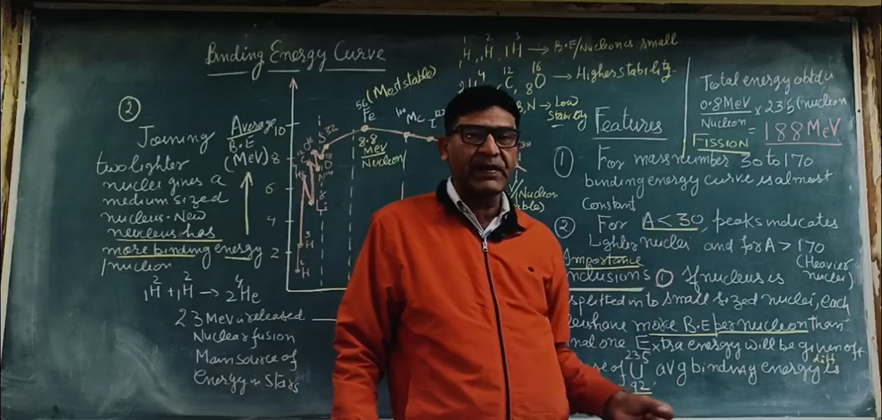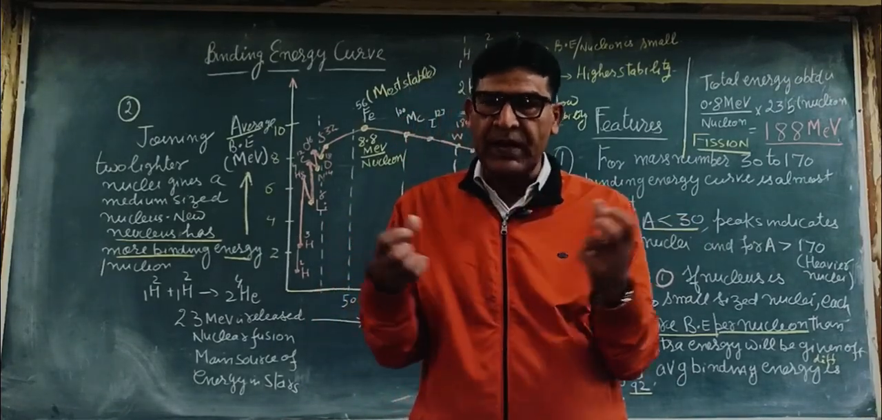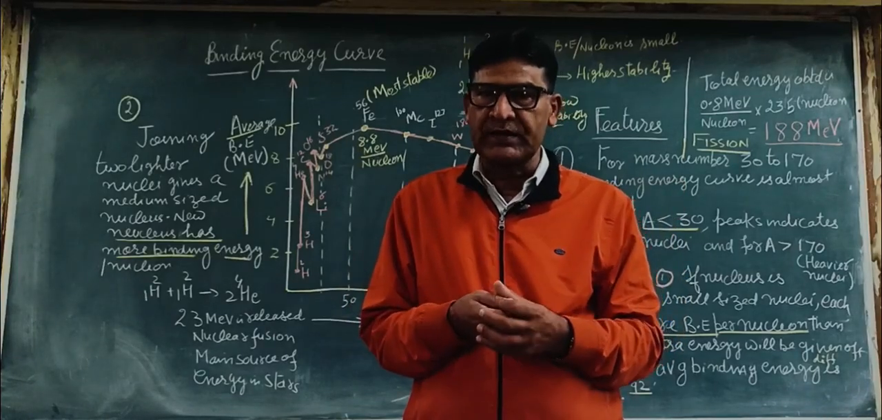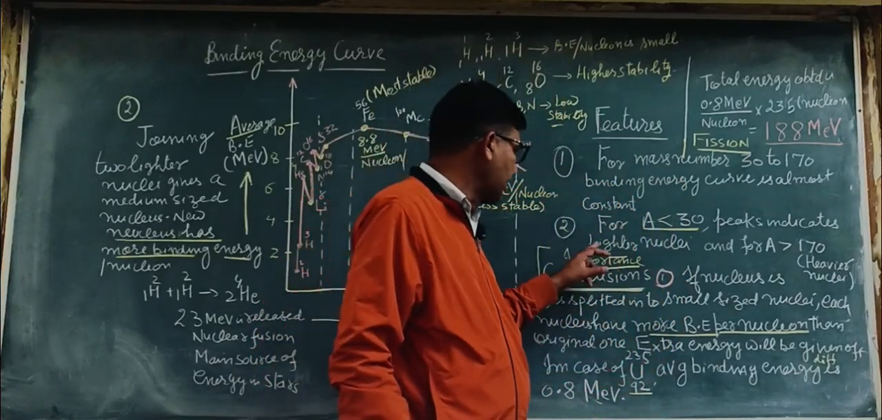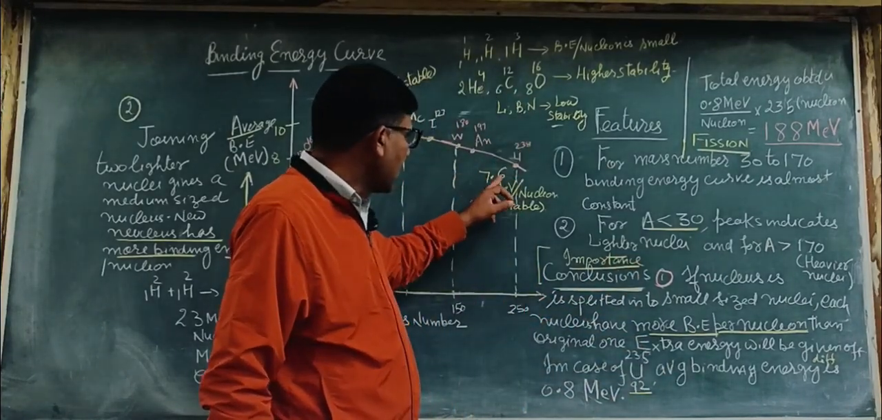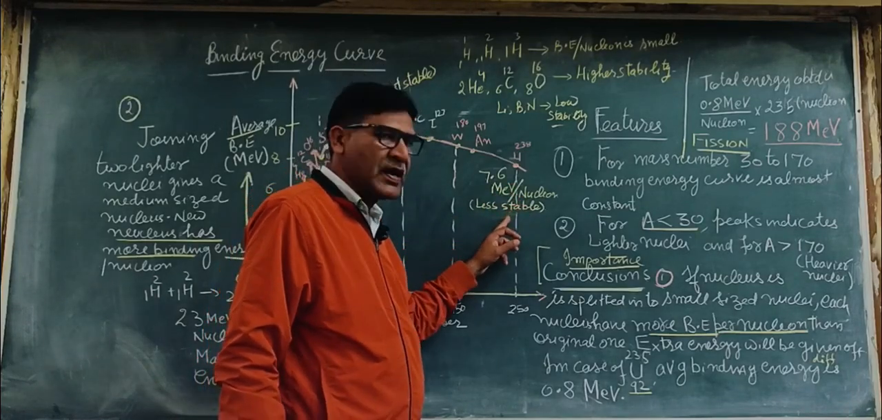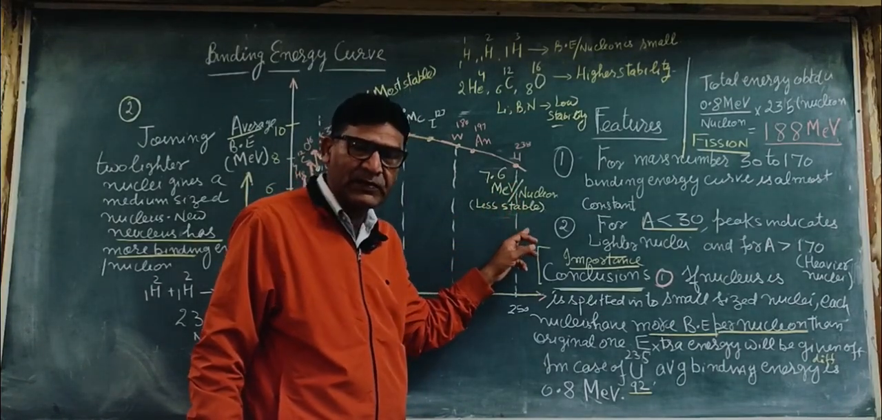So how will you define this binding energy? The amount of energy required to separate the nucleons from the nucleus. So the first important thing that comes out is that when the binding energy is 7.6 MeV, these nuclei are less stable. Why are they less stable?